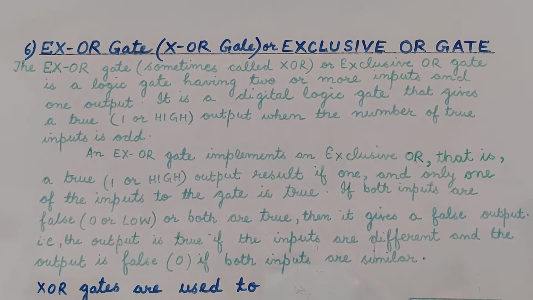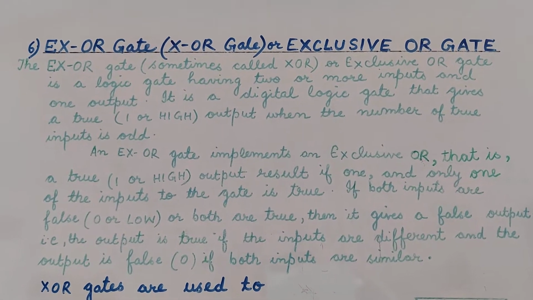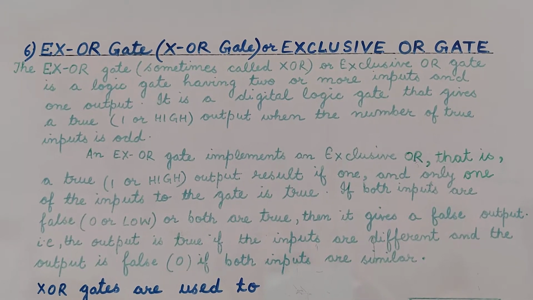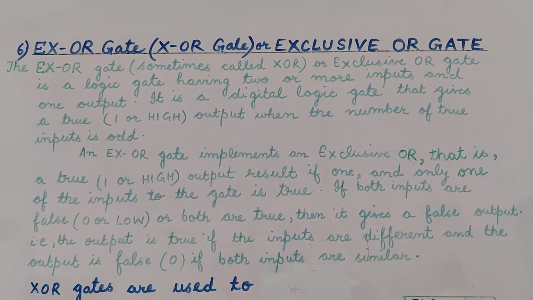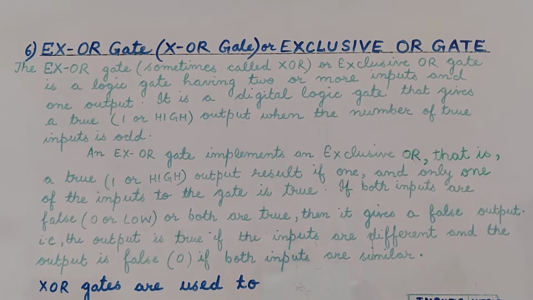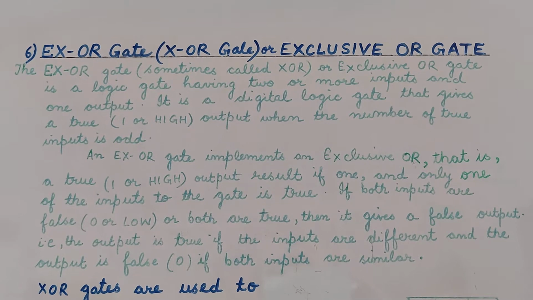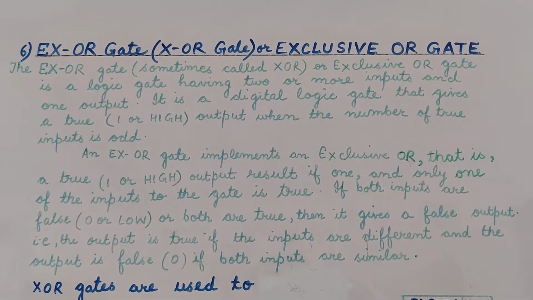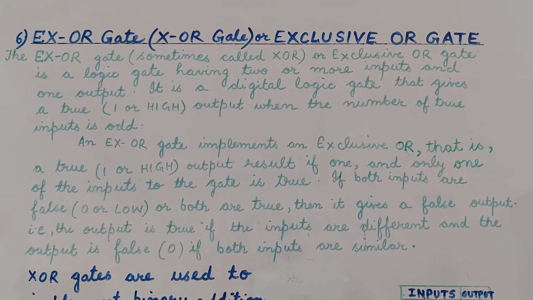Today we will discuss the next type of gate, which is the XOR gate. The XOR gate is sometimes written as XOR and it is called exclusive OR gate. The XOR gate or the exclusive OR gate is a logic gate which has 2 or more inputs and it has only one output. It is a digital logic circuit which gives a true or high output when the number of the true inputs is odd.